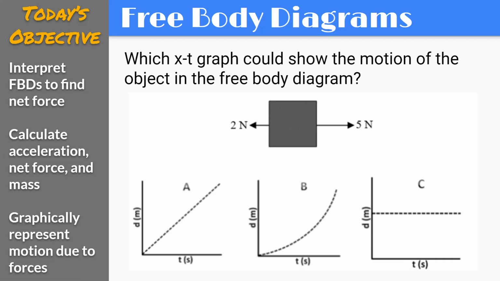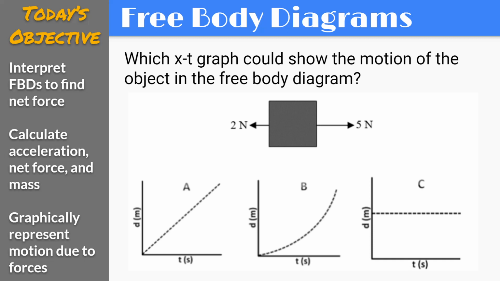Okay, B is exactly what the motion of this object would look like if it were moving to the right with that free body diagram. So if it were moving and accelerating, both in the positive direction, it would look like B. I couldn't pick A because A shows constant velocity. There's no acceleration in A.